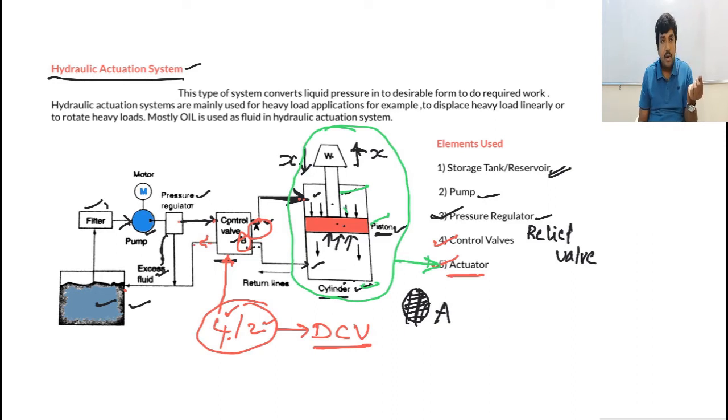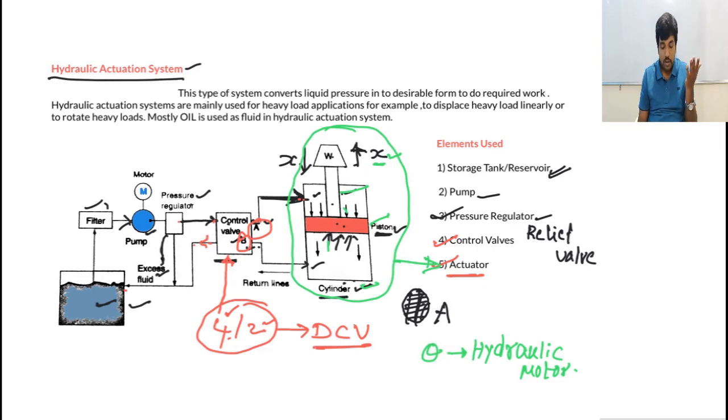The final job of the hydraulic actuator is to convert the liquid pressure into linear displacement. Then it is called a hydraulic cylinder. Suppose instead of x, you get theta as the output, if it is rotating, then that will be called a hydraulic motor. Let me write it down here: hydraulic motor. So this is all about the hydraulic actuation system. I hope you understood this particular topic.